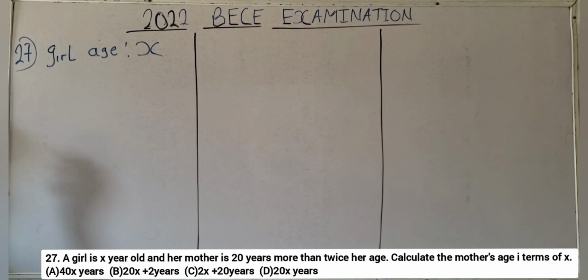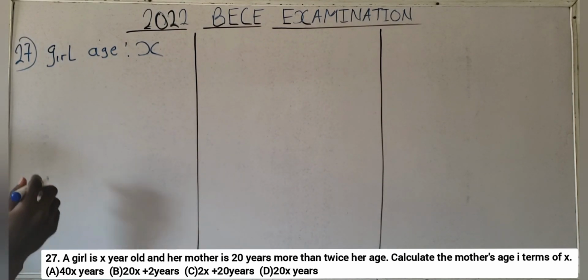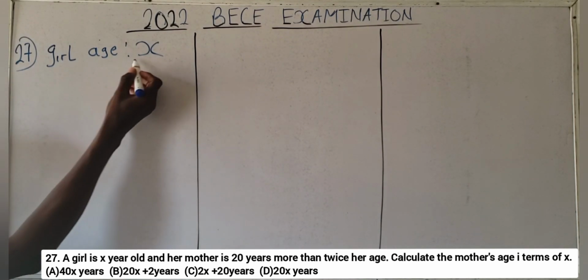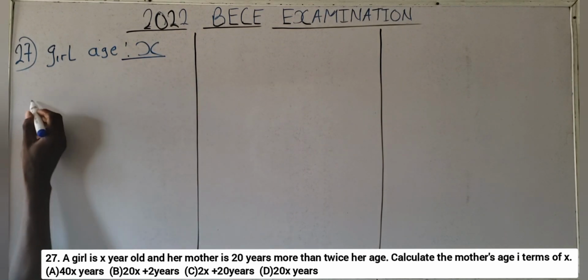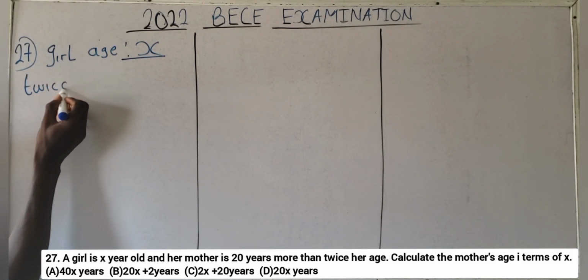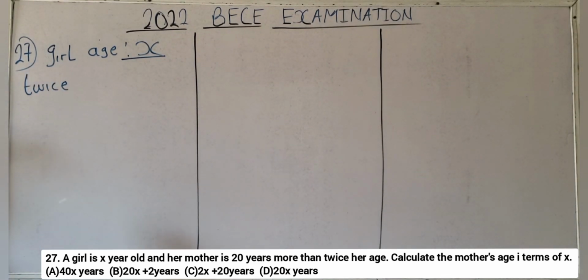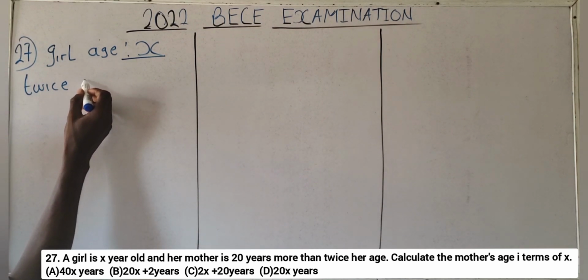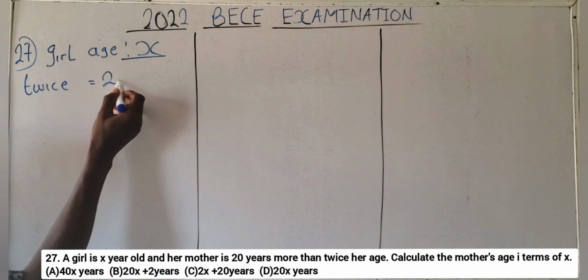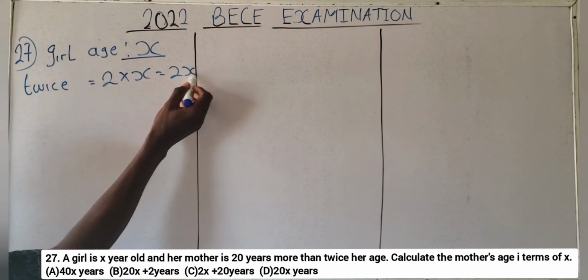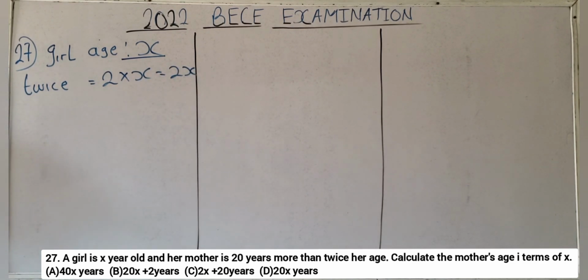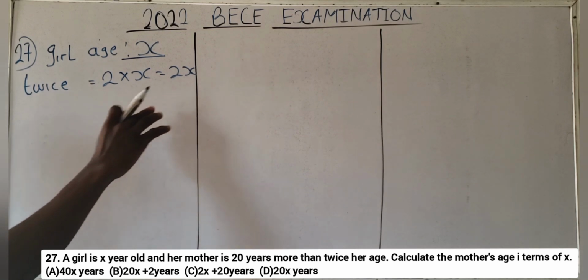If the mother is 20 years more than twice her age, listen to the explanation. The age of the girl is x. Twice the age of the girl means you have to multiply the age of that girl by 2. You understand? So twice means 2 multiplied by x, that is 2x. I'm trying to interpret the second statement. Are you getting what I'm trying to say? So twice her age means 2 multiplied by the age of the girl, that is 2x.